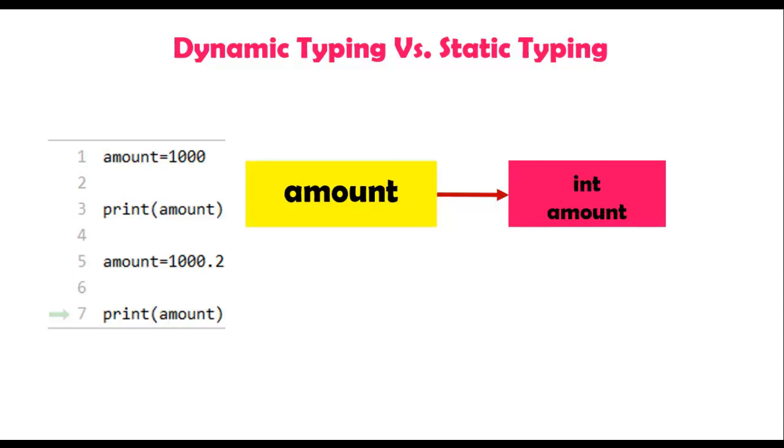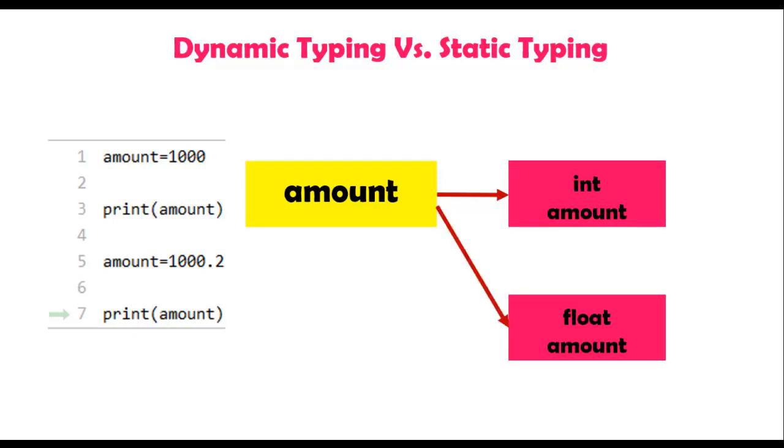Now later on, amount is 1000.2. Here we are creating a floating point object inside memory. So here Python is just changing the reference of amount to point to the floating point object inside memory. That's all. This is what Python is doing internally. When we are reinitializing the same variable in Python, it is just changing the reference, nothing else. And please remember, here amount is an object reference and data type is not associated with this amount.